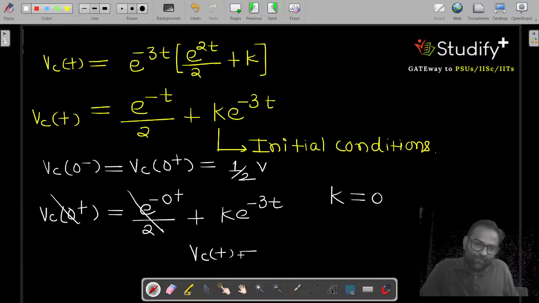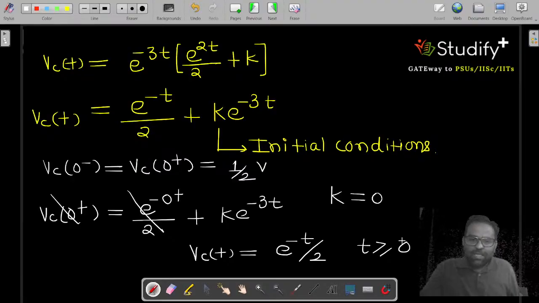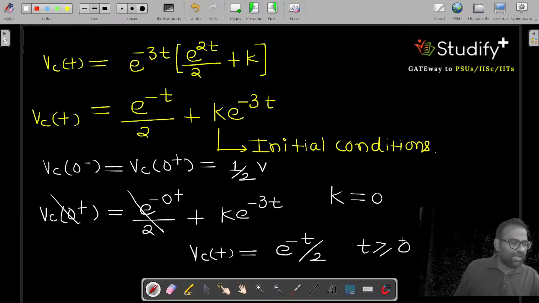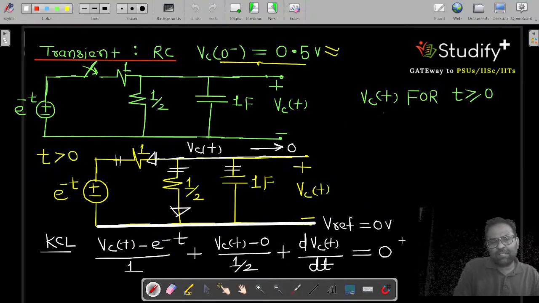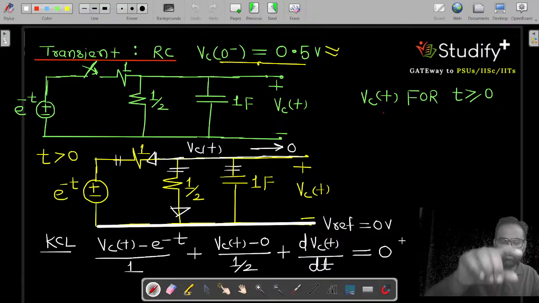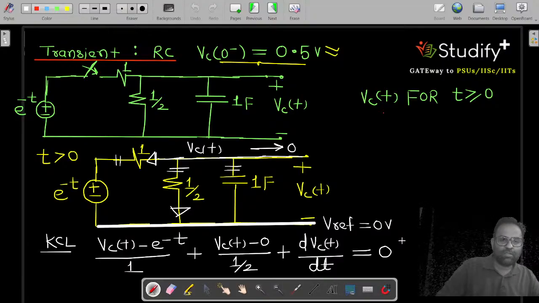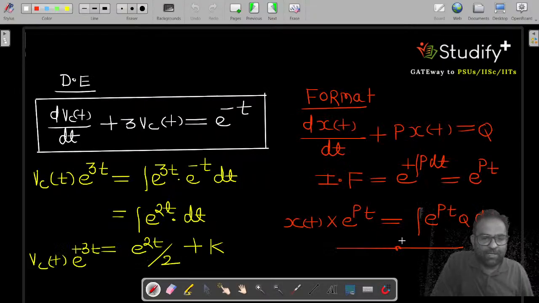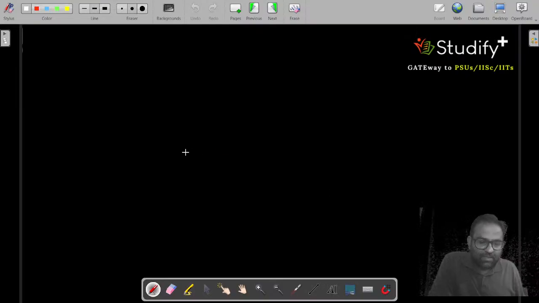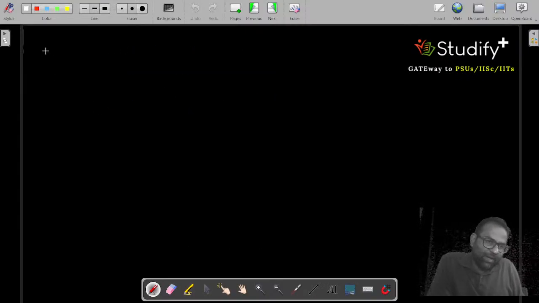Solution is e to the power minus of t divided by 2 for t greater than or equal to 0. This is the voltage across the capacitor we are having. I hope this is clear. Now we are interested in the voltage across the capacitor. The same voltage is available at 1 by 2. So if voltage is available, we can find the current also.